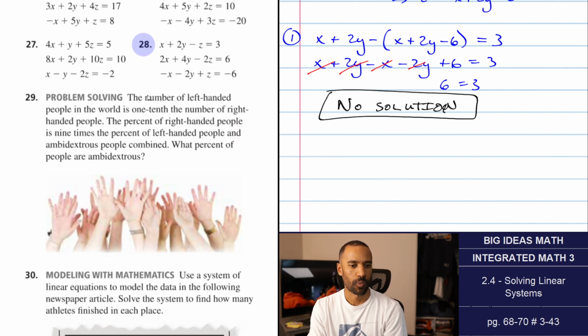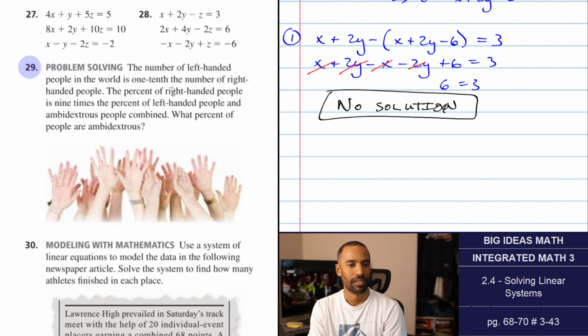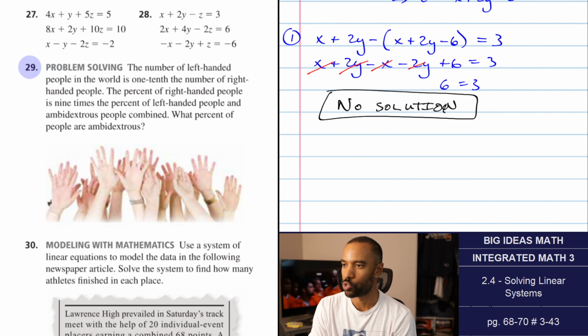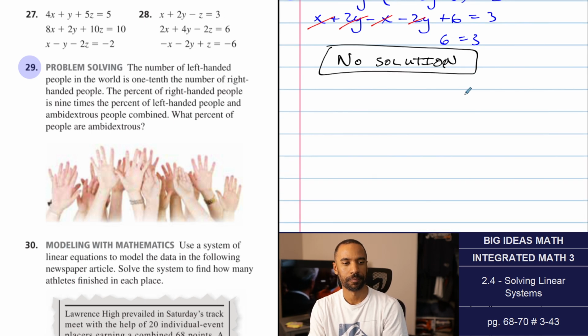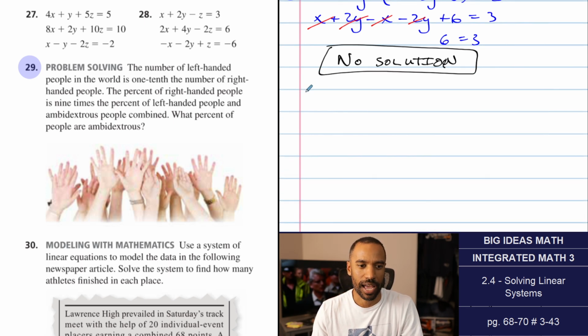All right, let's go to number 29. Ooh, hands. The number of left-handed people in the world is 1/10 the number of right-handed people. The percent of right-handed people is 9 times the percent of left-handed people and ambidextrous people combined. Ooh, what percent of people are ambidextrous? Okay.